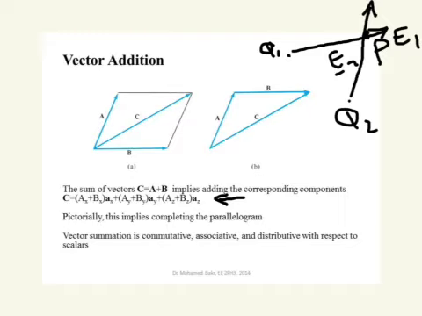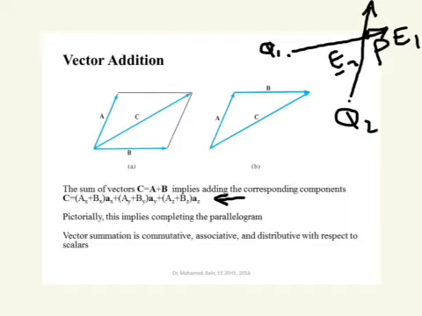ax plus bx in the x direction, ay plus by in the y direction, and az plus bz in the z direction. So the vector C now has three components, x, y, and z, and each one of these components is the sum of the two corresponding components from the two vectors.